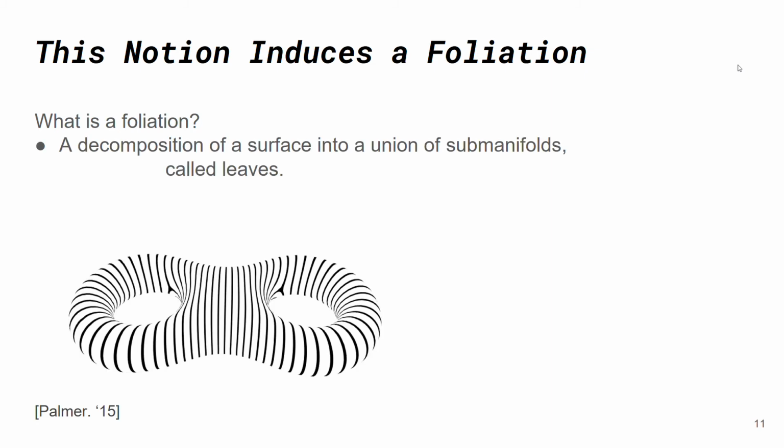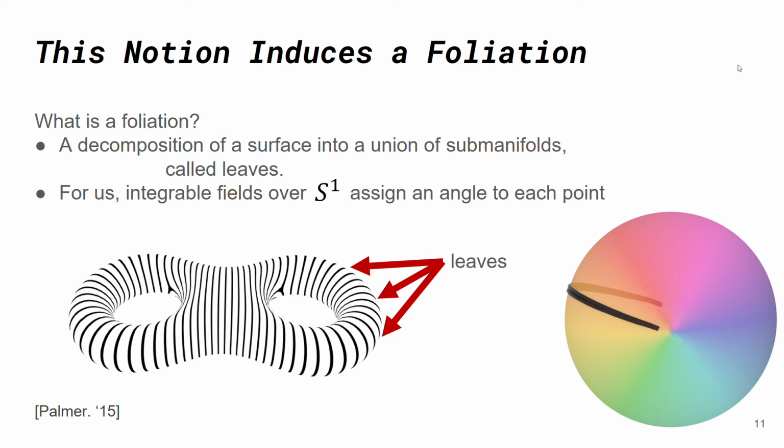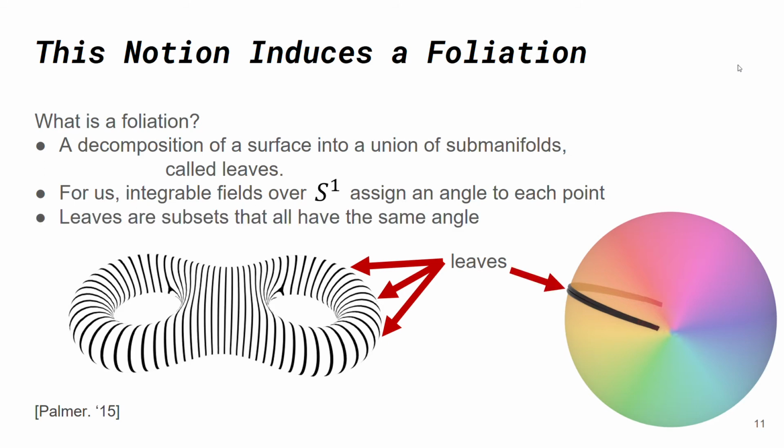And there's a nice machinery for thinking about circle-valued functions over surfaces, which is the idea of a foliation. So given an arbitrary manifold, a foliation is a decomposition of the manifold into a union of submanifolds called leaves, which all glue together to get the original manifold back. And for the purposes of this talk, we'll be thinking about taking our manifold and coloring each point with a value on a circle, and then our leaves will just be level sets of constant color.